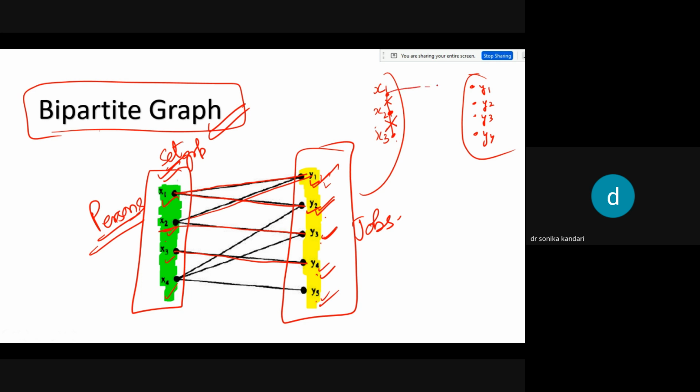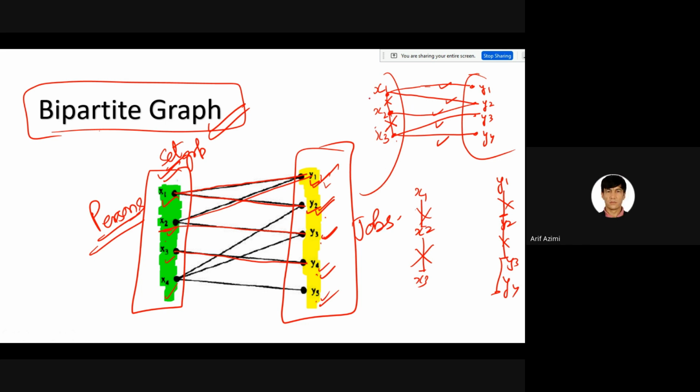There should be edges only between vertices of different sets. These are allowed. But x1 can't connect to x2, or x2 to x3, or y1 to y2, or y2 to y3, or y3 to y4, and so on. Is it clear? So there will be two groups of vertices, and within a group there should not be any edges.